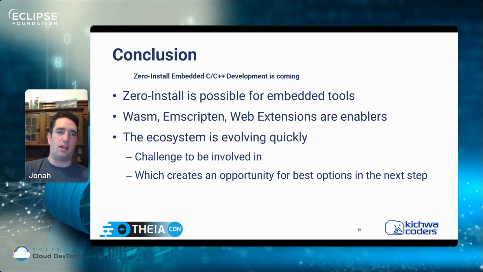In conclusion, zero install for embedded C and C++ development is coming, and it's possible for embedded tools. The key enablers for this are WASM, Emscripten, and the Web Extension API, and they all make this possible. The ecosystem is still evolving quickly, so it's quite a challenge to be involved in. But that challenge also creates a huge opportunity to get the best options as we progress this forward.